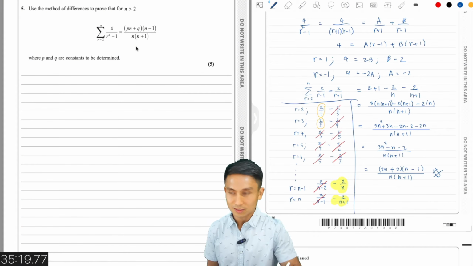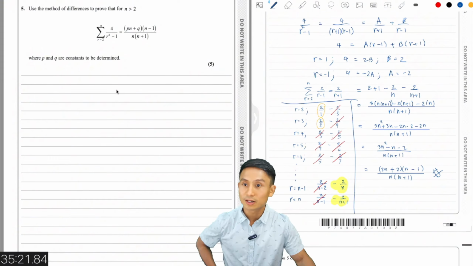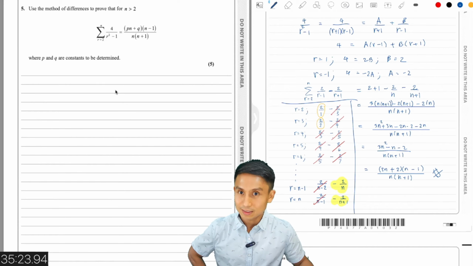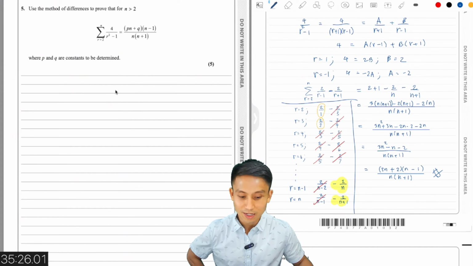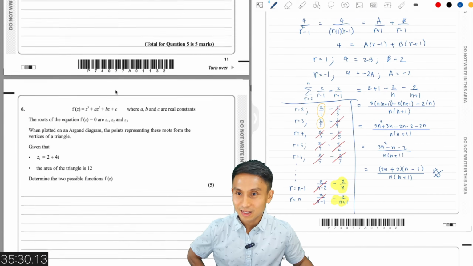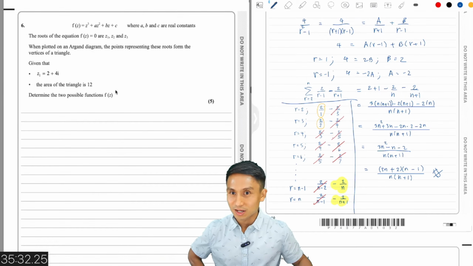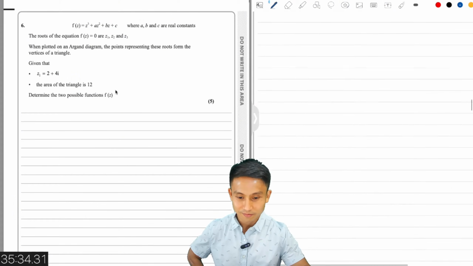So this is the substitution work I was talking about. That's nicely done. We got n minus 1 there, so that's the indicator that we got it right. Number 6. All right, so some more complex numbers there.